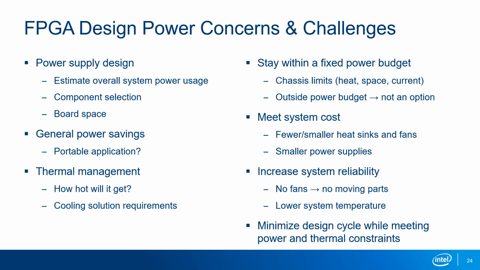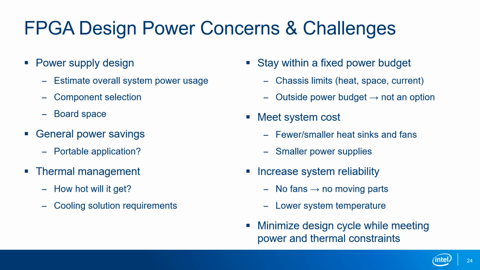Early in the design flow, it's necessary to estimate the system power usage to determine the power supply and the cooling requirements. This can be difficult to do, especially with an FPGA design that can change just by reprogramming the device. Supply components must be considered along with the board space required to lay out those components. A cooling solution must be selected, and it must be robust enough to prevent thermal damage to the components.